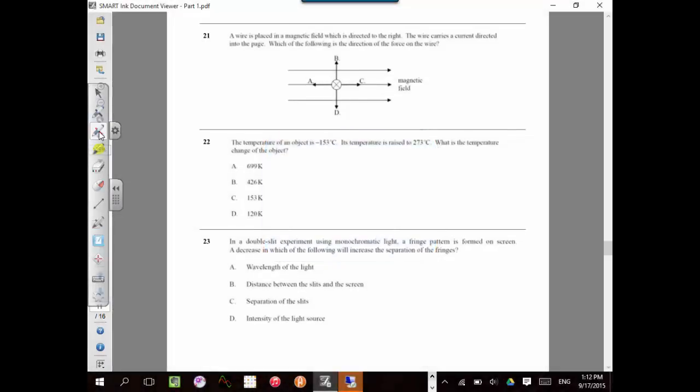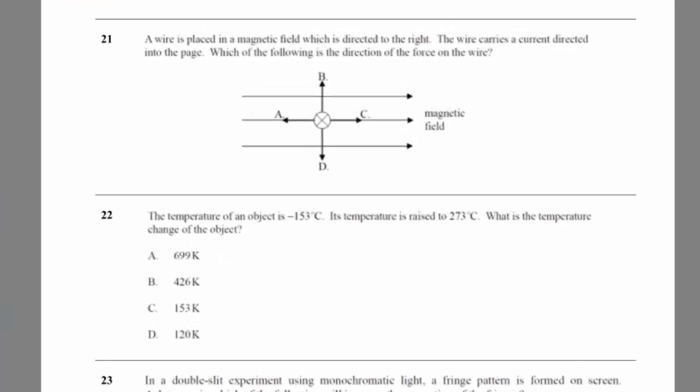A wire is placed in a magnetic field which is directed to the right. The wire carries a current directly into the page. Which of the following is the direction of the force on the wire?